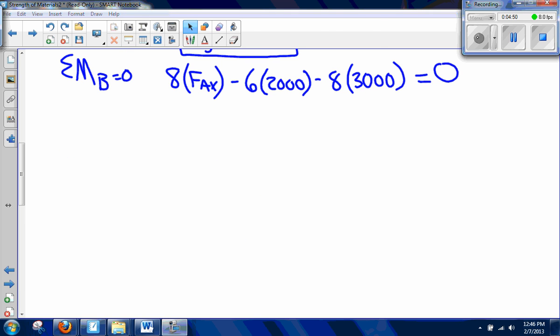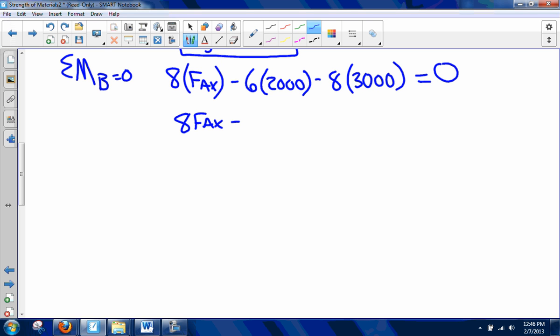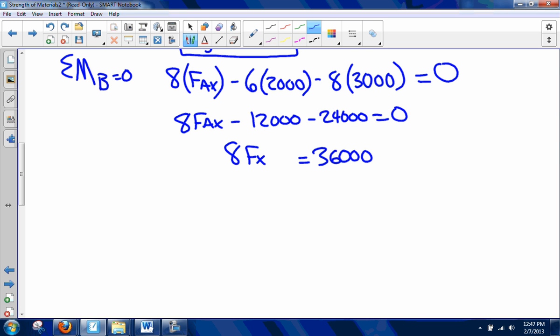All right, so we're going to go ahead and solve this equation. I have 8FAX minus 12,000 minus 24,000 equals 0. So I'm going to combine those and move them to the other side, and I'll have equals 36,000, and I have 8 FAX. Now I divide by 8, and what do I get? FAX is equal to 4,500 pounds.